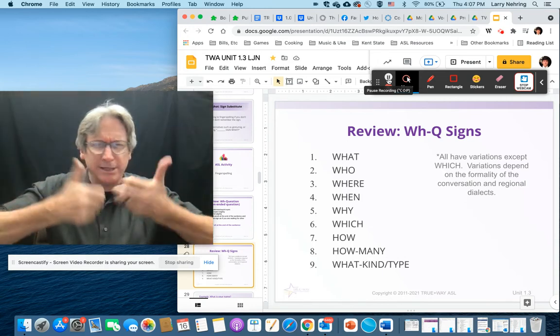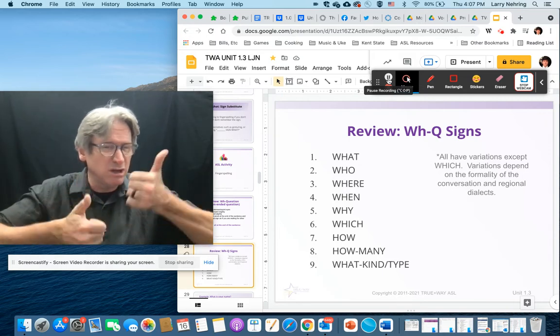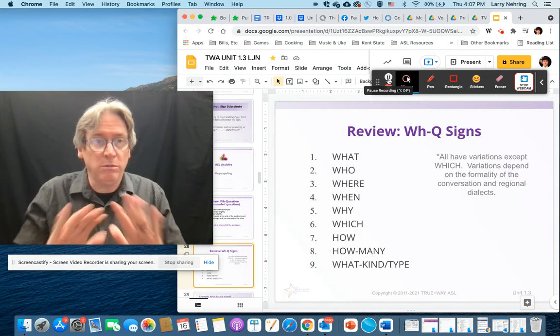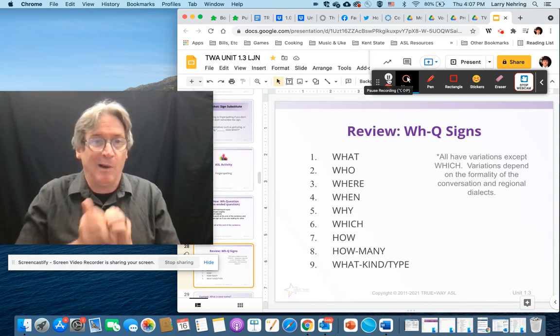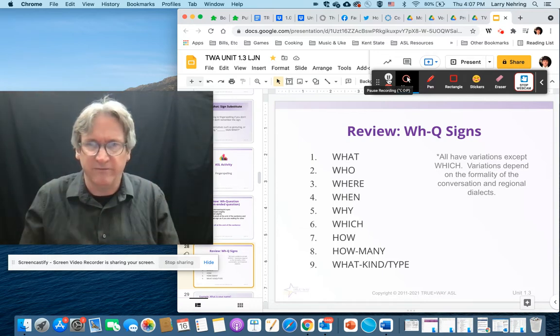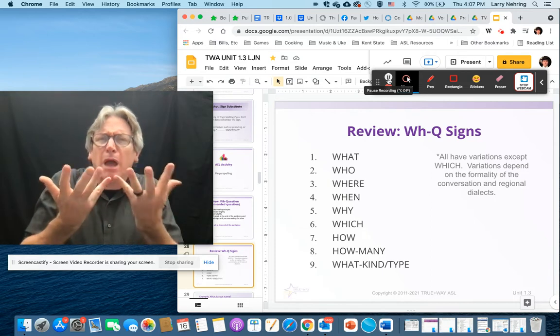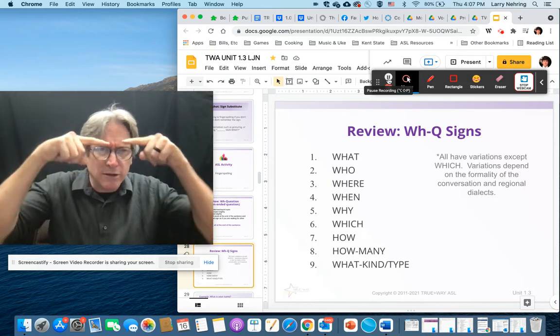Which? It's always just which. Similar to the sign for maybe. Which, except for eyebrows. How, and how. The alternate is the variation. How many? Toss things up in the air. How many? How many seats? How many chairs? How many people? Eyebrows down.